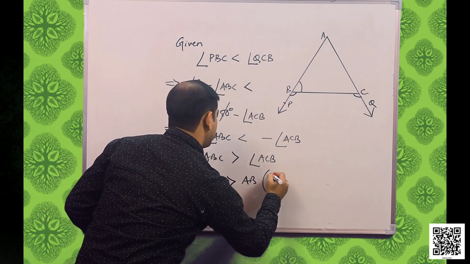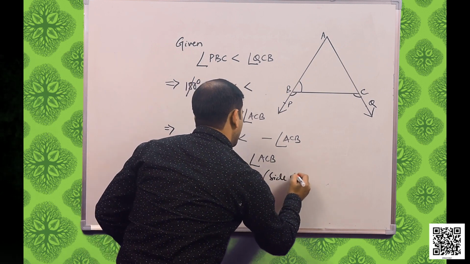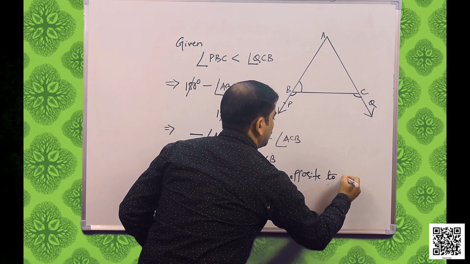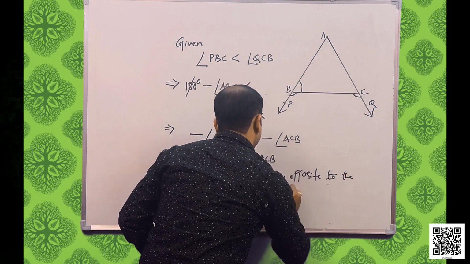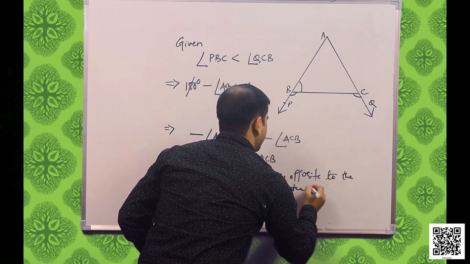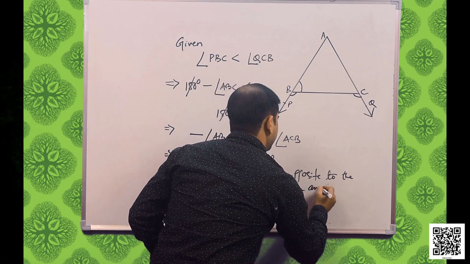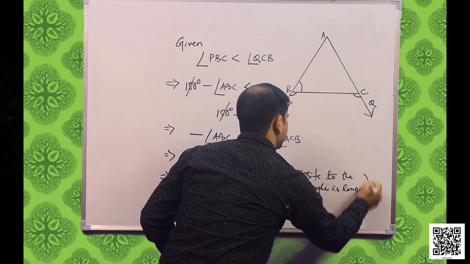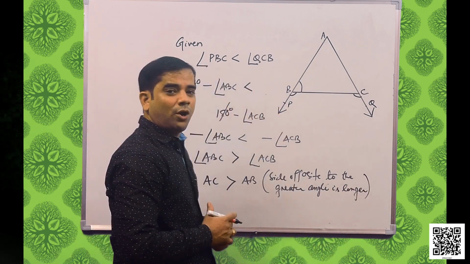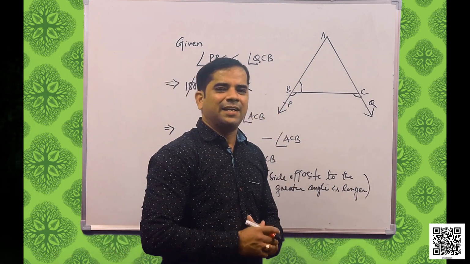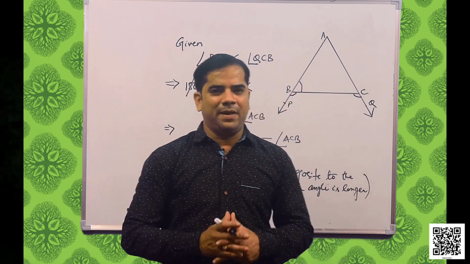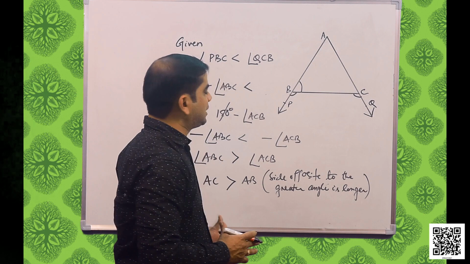Why? Side opposite to the greater angle is longer. Fine. So AC is greater than AB. Now we have proved that AC is greater than AB. Hope you have understood this solution.